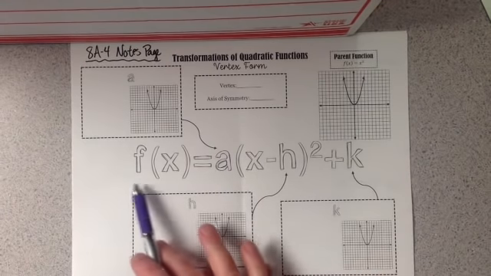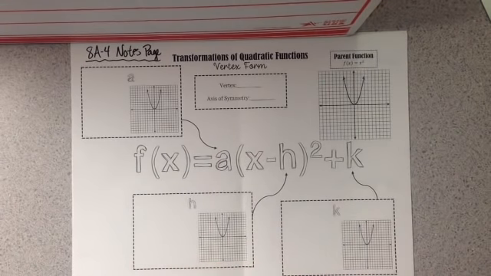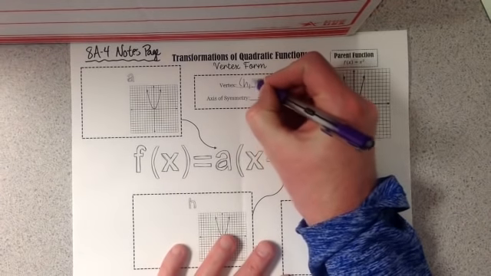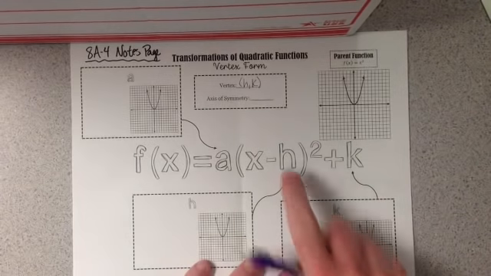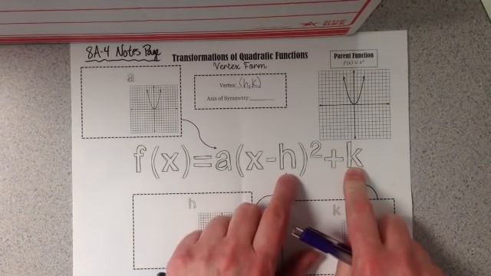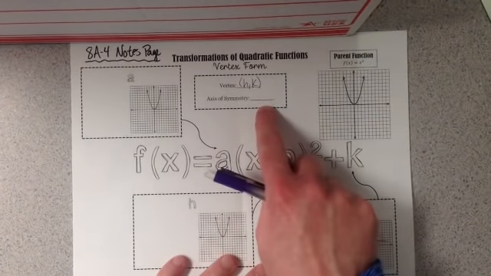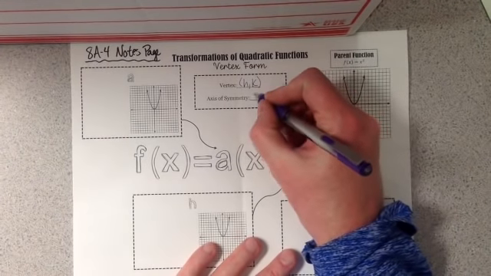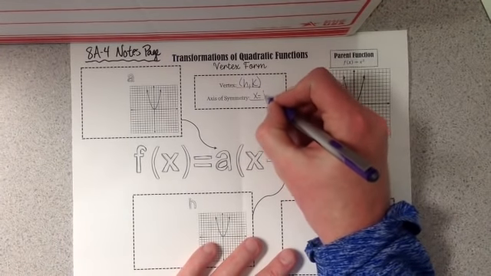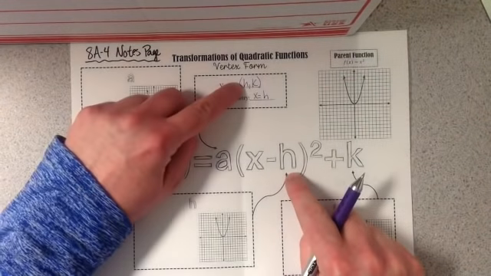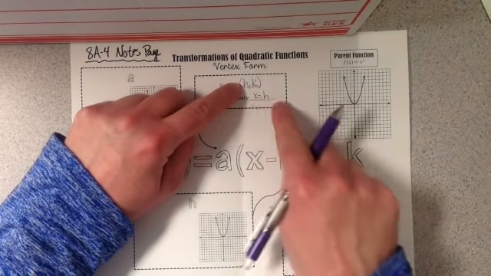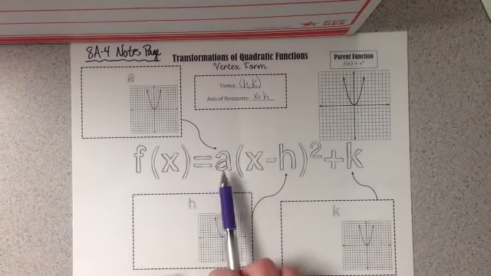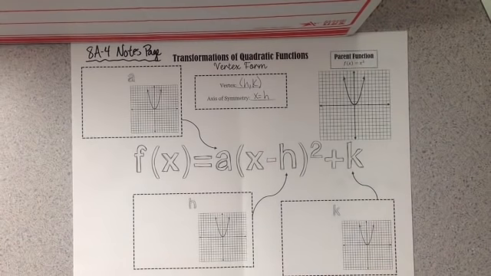Okay, and so remember when we're looking at vertex form, we know that the vertex is h comma k. So this h and this k make up the vertex of the parabola. The axis of symmetry, and remember the axis of symmetry is always an equation, it's going to be x equals h. Because h is the x value in the vertex, that's my axis of symmetry. So again we have this. So what happens when a, h, and k change?